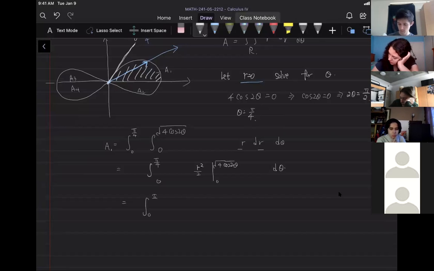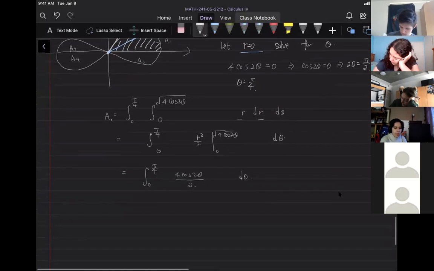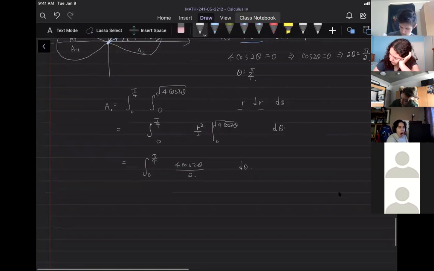So let's see. When you plug in r, it just becomes 4 cosine 2θ, that's r squared, divided by 2. And the minus 0, right? So 0 we don't have to write down. And this becomes 2. I take the 2 to the front, 0 to π/4, and the cosine 2θ dθ.